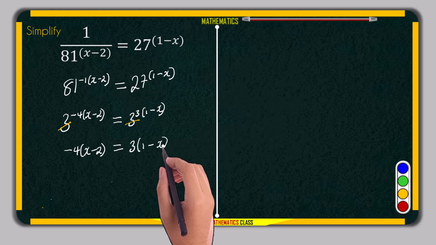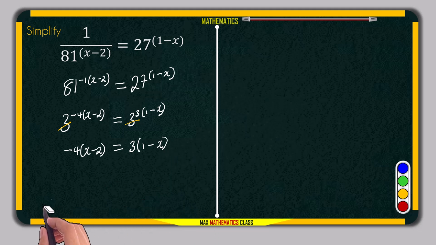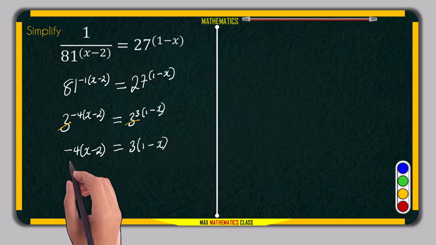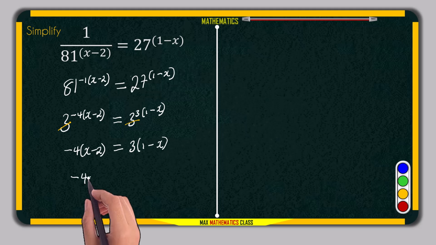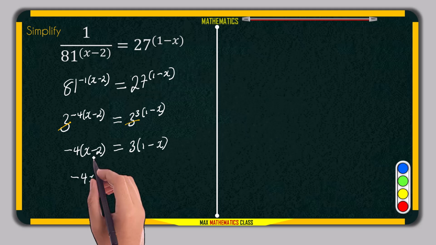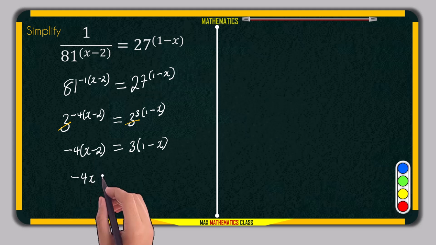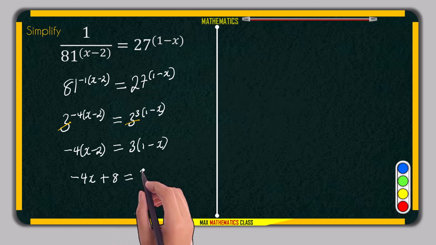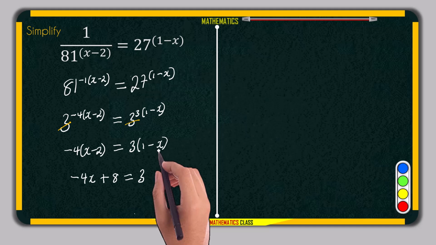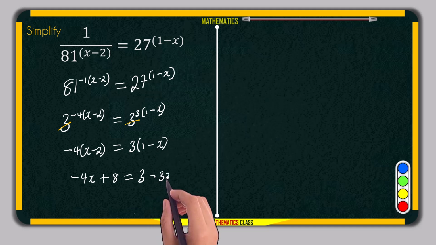Now after this, we are going to remove the bracket. In removing the bracket, we have minus 4 times x to give us minus 4x, and minus 4 again times this minus 2 to give us plus 8, and is equal to 3 times 1 to give us 3, and 3 times minus x to give us minus 3x.